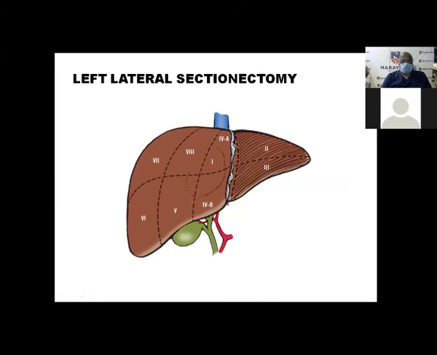Left lateral sectionectomy, one of the easier things to do. You will have to ligate only the left hepatic vein, because the rest of the 4 will be looked after by the middle hepatic vein. There are certain middle hepatic vein branches, tributaries that can come inside that, you have to do it. Then you can do it off. The best way to catch the segment 2 and 3 component is along the ligamentum teres approach, where you can get all the 3, then go ahead and remove it.